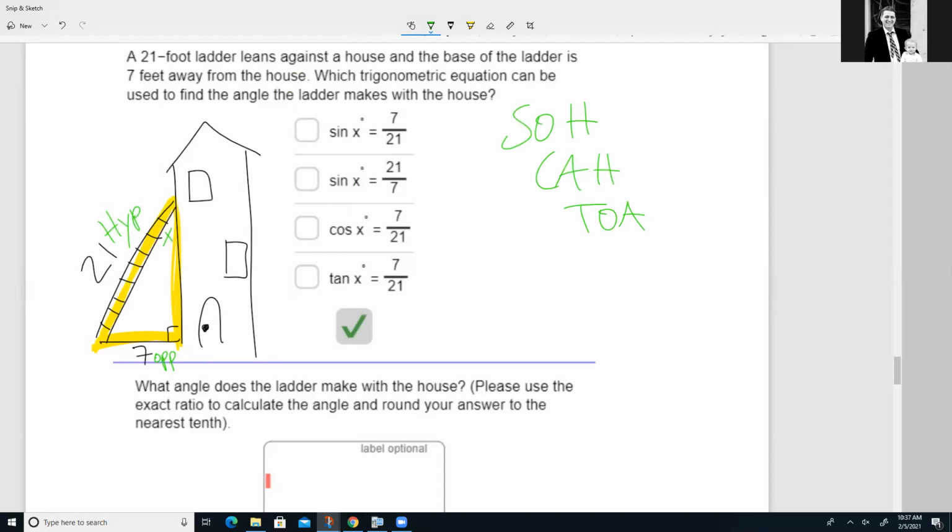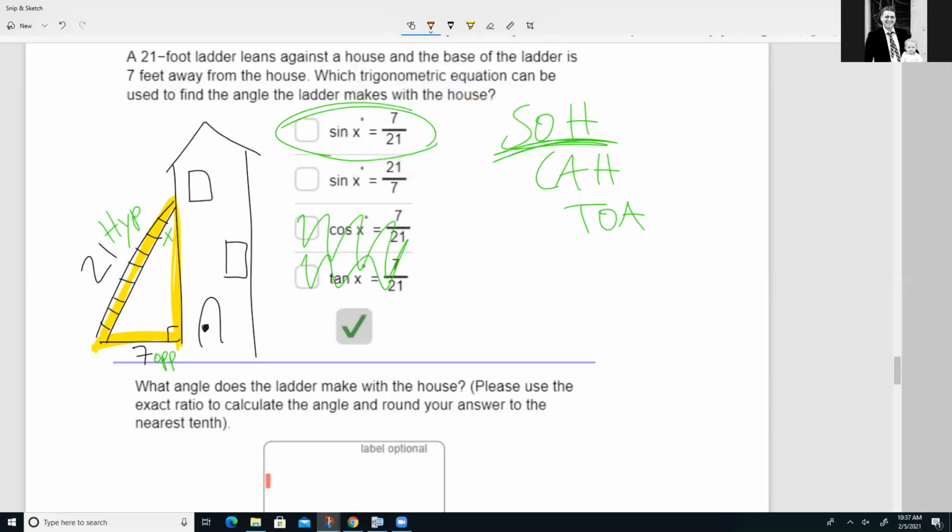So which trigonometric function deals with the opposite and the hypotenuse? That's sine. So I know it's one of these two. Now sine is equal to opposite over hypotenuse. Opposite in this case is 7. So here's my answer.